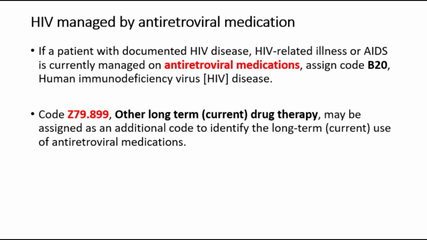If a patient with documented HIV disease, HIV-related illness, or AIDS is currently managed on antiretroviral medications, assign code B20, human immunodeficiency virus disease. Code Z79.899, other long-term drug therapy, may be assigned as an additional code to identify the long-term use of antiretroviral medications.